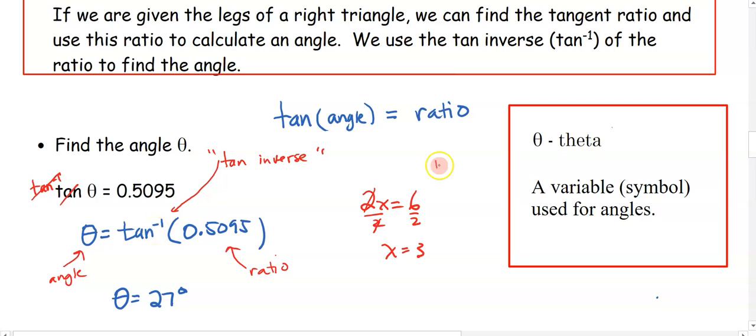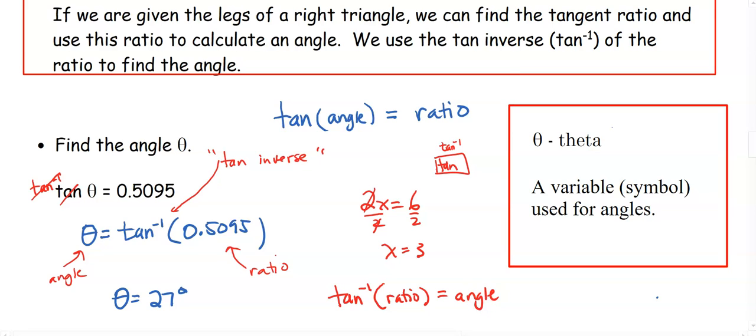If you look on your calculator on your tan button, you'll have above it a tan inverse button. So you have to probably go shift, hit that button, and that will pop up. So if you take the tan inverse of a ratio, you get an angle. Okay, so that's the key. If you know the ratio and you want to find the angle, you need tan inverse. Okay, and then you'll get 27 degrees.